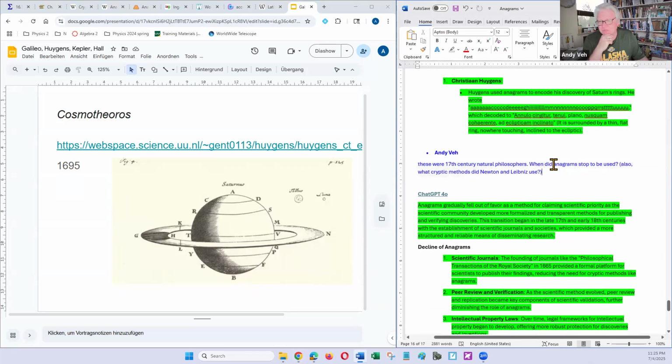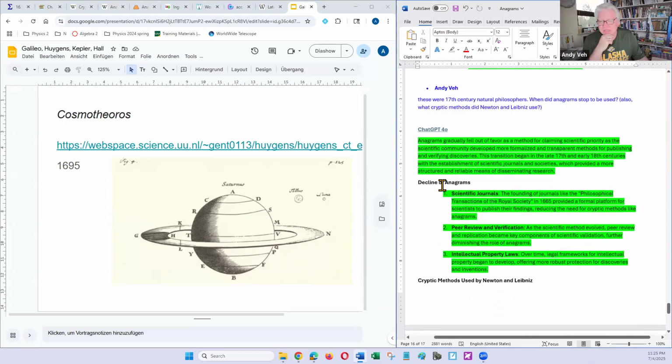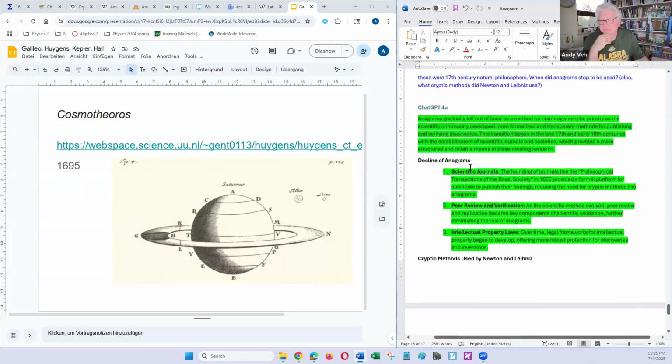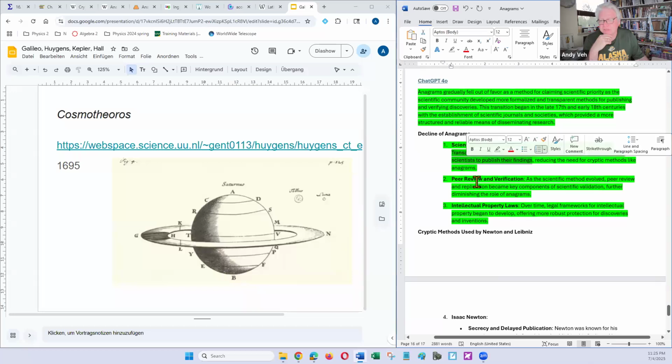All right. Then I said to Chad, okay, these were 17th century natural philosophers. When did anagrams stop being used? I was hinting at why they fell out of favor, and that's what it says here: they fell out of favor for claiming superiority, as people developed more formalized and transparent methods for publishing and verifying discoveries, so scientific journals, peer review and verification, intellectual property laws. So people who made discoveries were better protected, and so they didn't have to use these anagrams anymore.